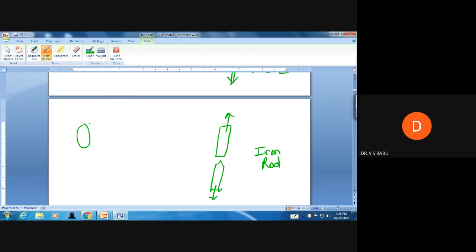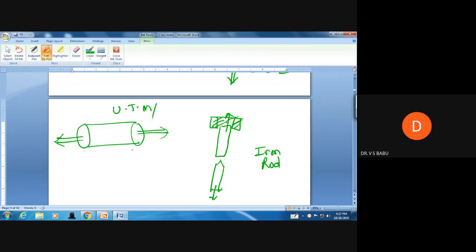But in the case of the cylinder or the cubes, no such arrangement is provided along with the machine. That means there is a problem with the machine. You can't pull the cube like this and like this. You can't make a pulling arrangement using the CTM or UTM machine. Jaws are provided in the UTM machine for testing iron rods, but in the case of concrete you don't have such an arrangement.